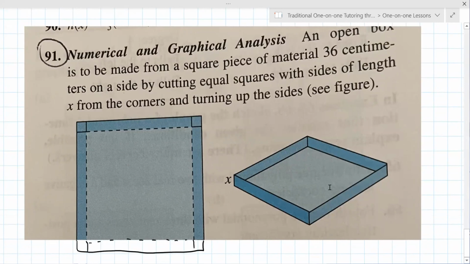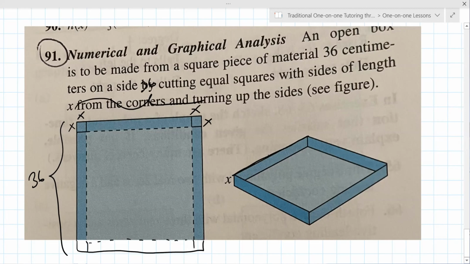This is so unrealistic because if you ever order pizza, it doesn't come in a box like this, but that's how they always do the problem. Nobody wants an open box, but that's what you got. So they're saying you cut a corner from each of them and it's the same there. And then you've got 36 on each side. So this whole length is 36 and this whole length at the top is 36. So this edge on the right is 36 minus 2x because you cut both of those. And this other edge over here is also 36 minus 2x because you cut both x's out of it.